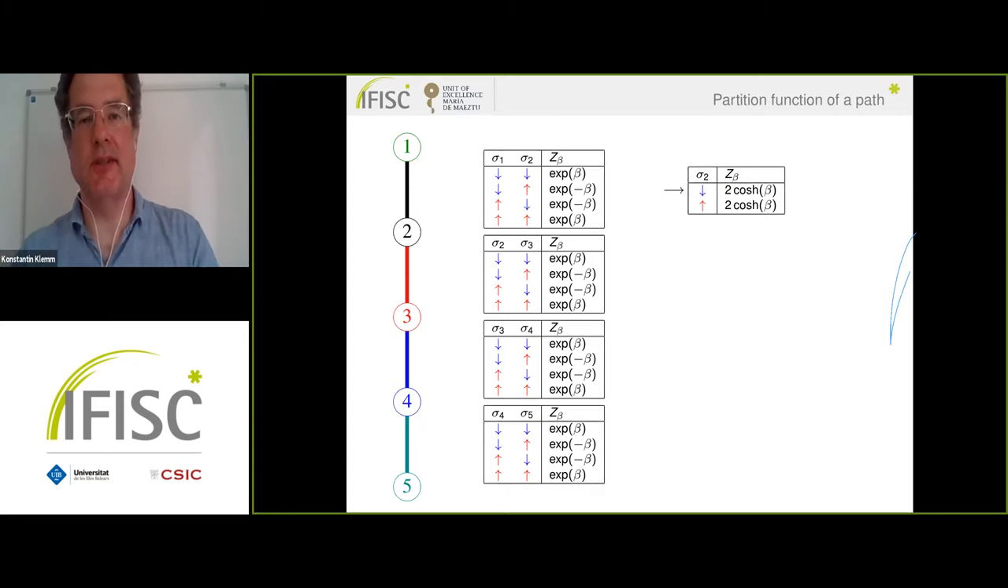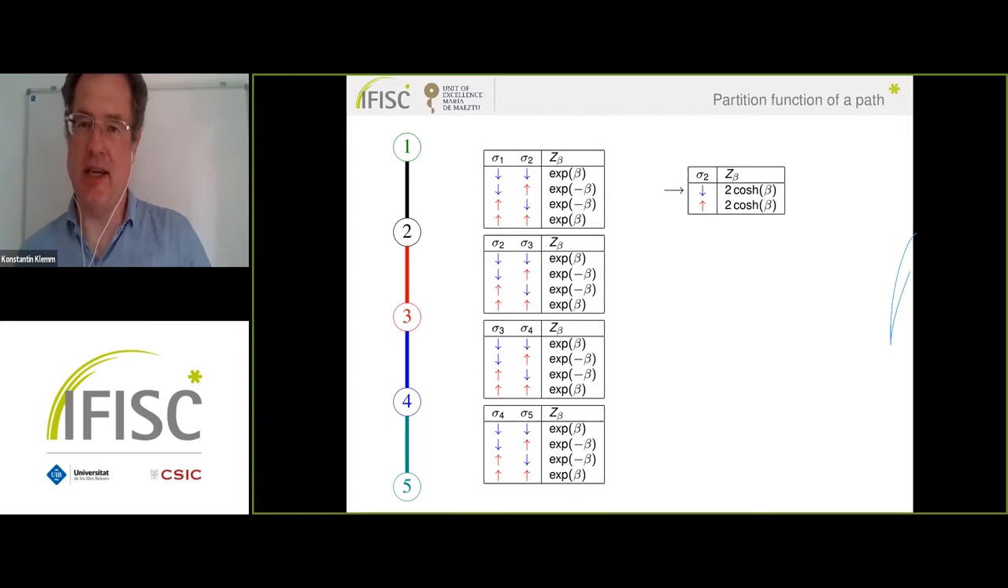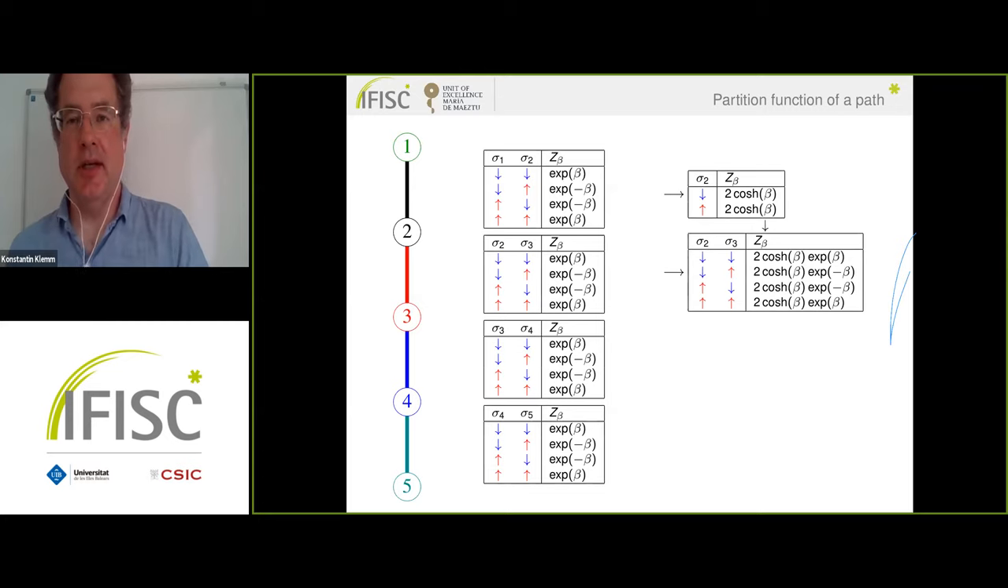Of course, as I combine these tables, I realize that I can also do the summation over sigma one first before I combine this table with the next one, because sigma one doesn't appear anywhere else here. Sigma one is only interacting with sigma two, so I can already sum it out. Then I have a smaller table, and I combine it with the table for the next link.